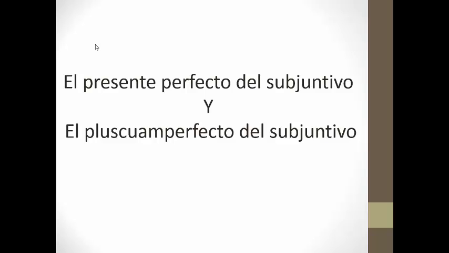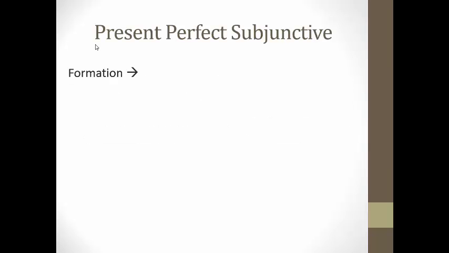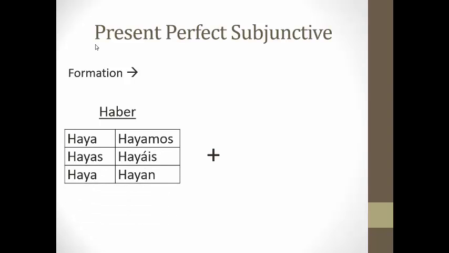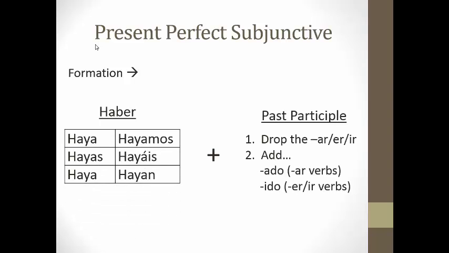First let's look at our note guide. We're going to talk about formation. For present perfect subjunctive, just like all other perfect tenses, you're going to need haber plus a past participle. If it's present perfect subjunctive, we need the subjunctive present tense of haber. So that's going to be haya, hayas, haya, hayamos, hayan.